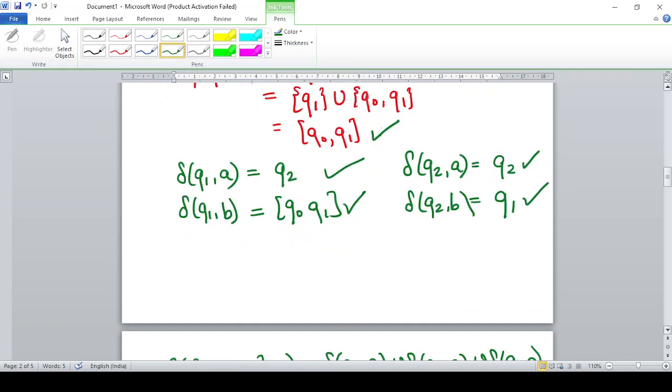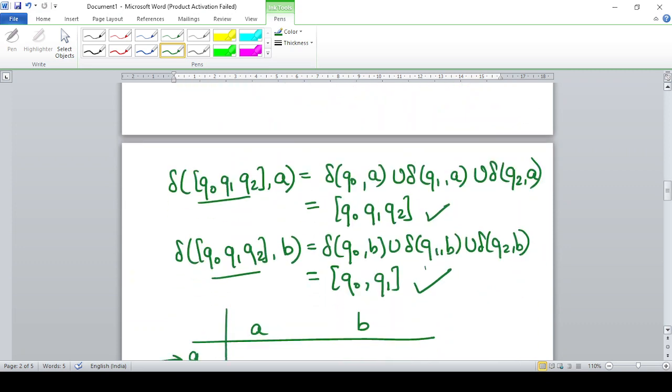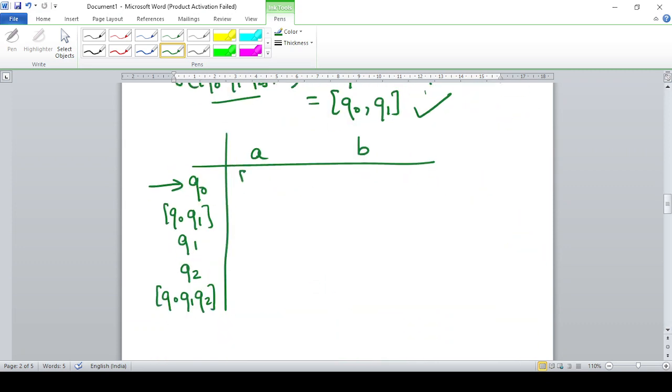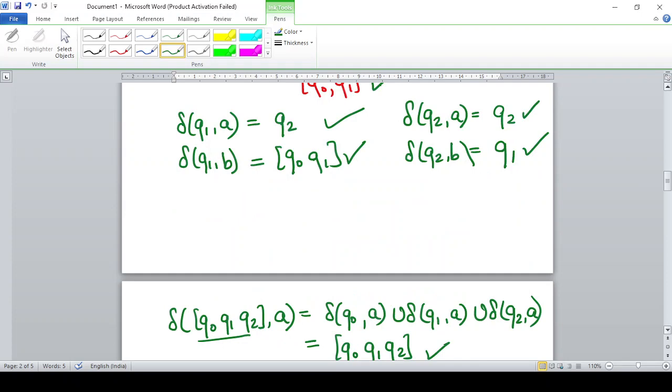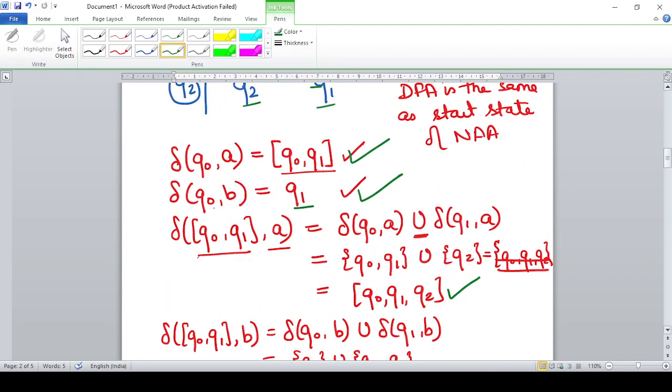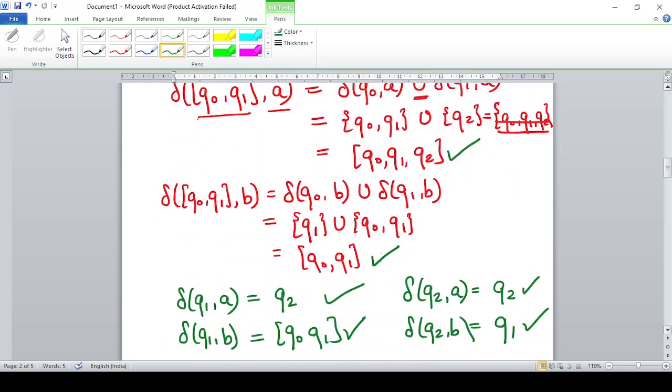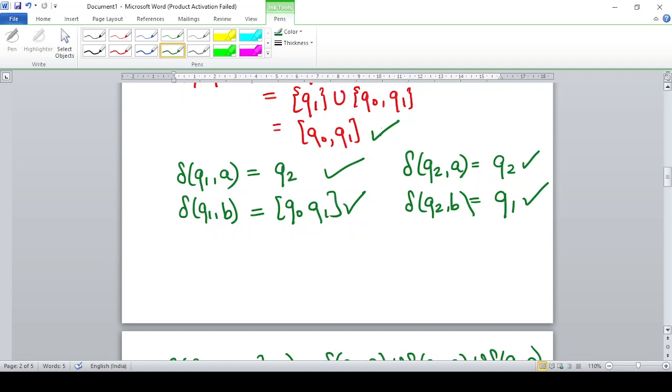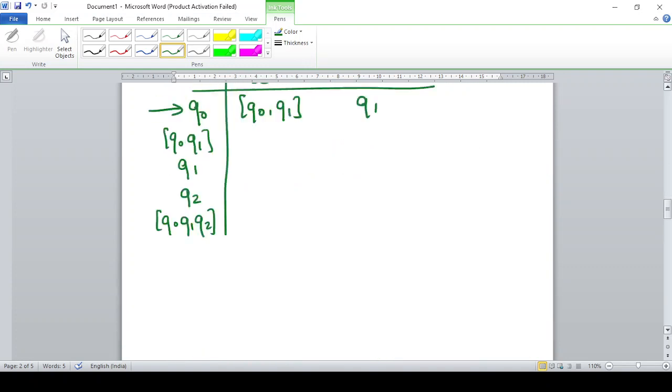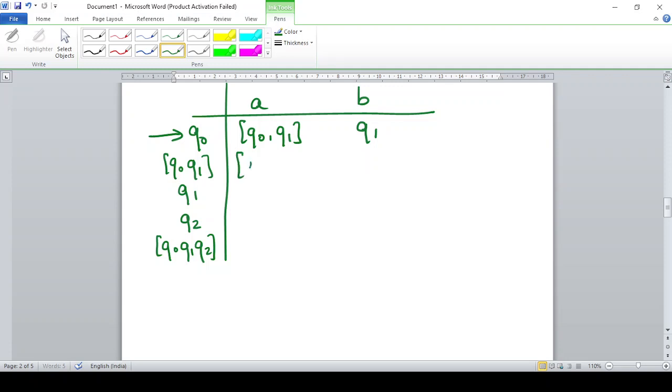So Q0 Q1 and Q1. So you will write over here Q0 Q1 and Q1, right? On Q0 Q1 when you give A and when you give B, what are you getting? Q0 Q1 you give A, you are getting Q0 Q1 Q2, and when you give B you are getting Q0 Q1. So it is Q0 Q1 Q2 and Q0 Q1. So you will write over here Q0 Q1 Q2 and Q0 Q1.